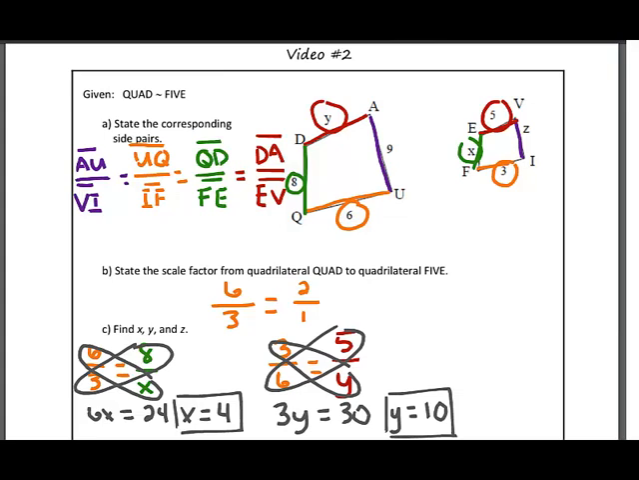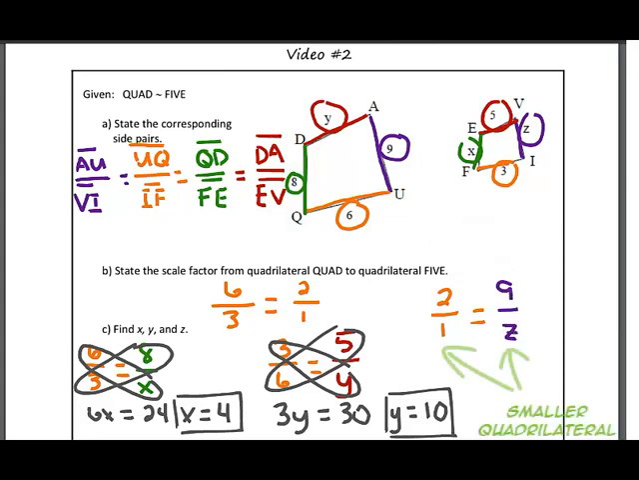Last but not least, we're trying to solve for z. Taking a look, we know that z corresponds with 9. And this time I'm going to use our scale factor. Remember, you can use a mix of any of these, or you can keep it all consistent. I'm just showing you that there are many ways to solve this problem. So using our scale factor of 2 to 1, 2 over 1 is equal to, and now we're going from bigger to smaller, which means our larger quadrilateral should start on top, so 9 over z. To solve this, same way, we're going to cross multiply.